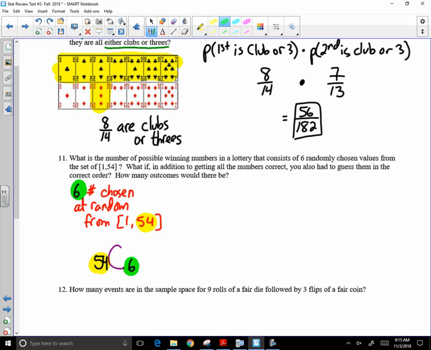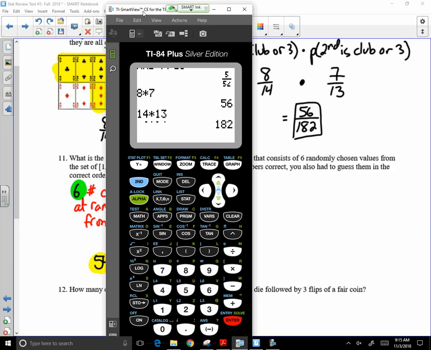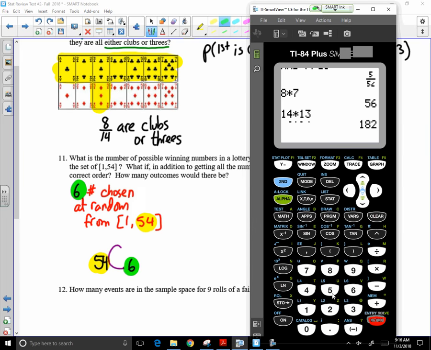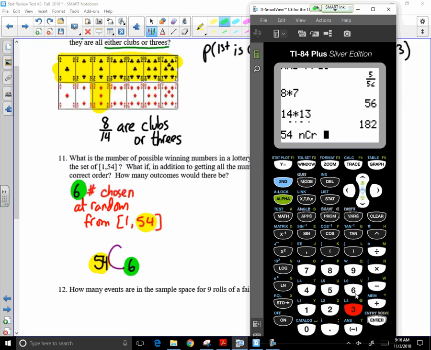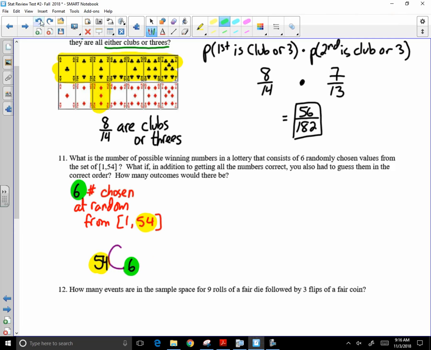So what we do is we pop this in our calculator, see what we get. If it's anything too funky, we just leave it like this. Math, probability, option 3. Type in the 6. That's reasonable enough so I can write it. 25,827,165. And again, this is because order does not matter.